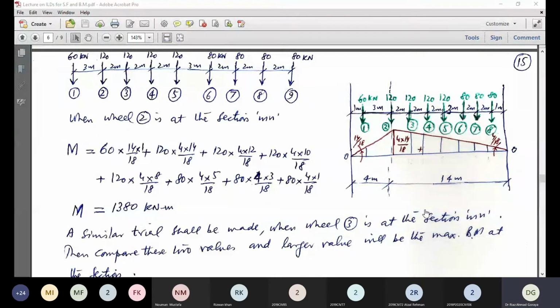When wheel 3 will be at the section, wheel 1 will be out and wheel 9 will be in.